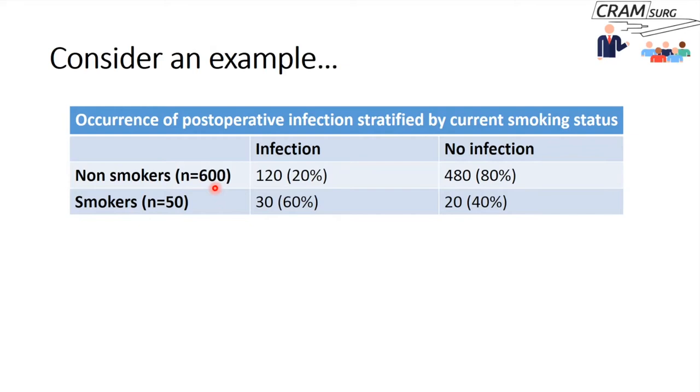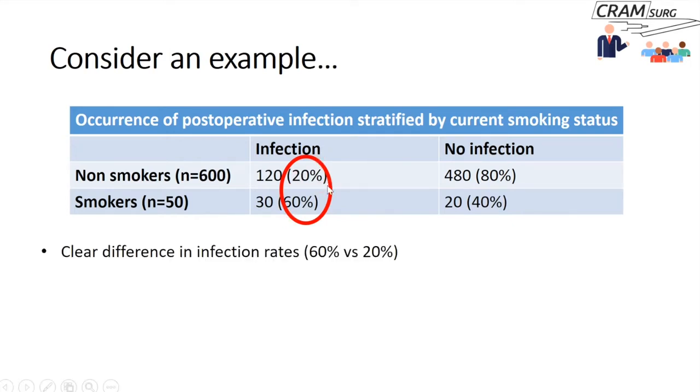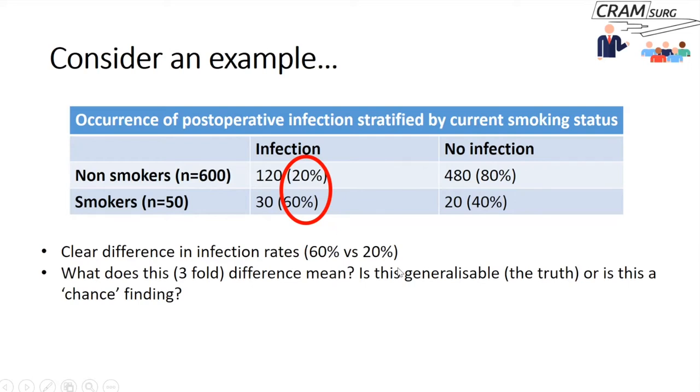You've got 600 non-smokers, 50 smokers, and you've looked at infection rates in these two groups. You find that among smokers, 60% have had an infection, however you've defined an infection, and 20%, so a much smaller proportion of non-smokers, have had infection. So there's a clear difference in infection rates: 60% versus 20%. Then you have to ask yourself the question, what does this difference mean? What does this threefold difference in infection rates mean?